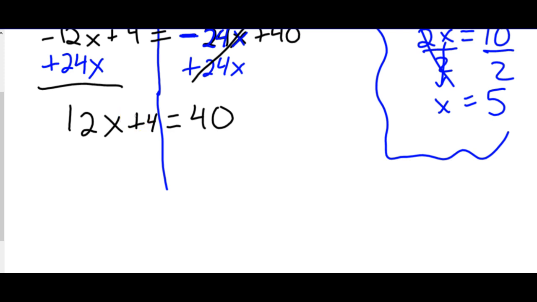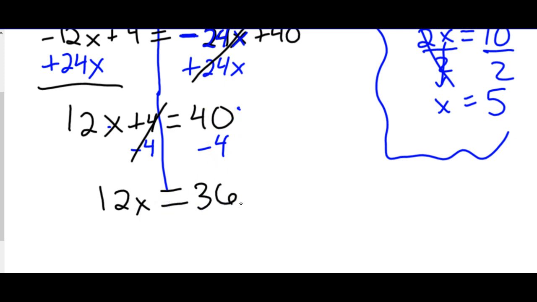So this time I am restricted. Even though I'm looking at the 4 and the 40, this time I want to get stuff away from the letter x, so I want to get rid of the 4, which means I have to do the opposite of adding 4, which is minusing 4. So we get 12x equals 40 minus 4 is 36.